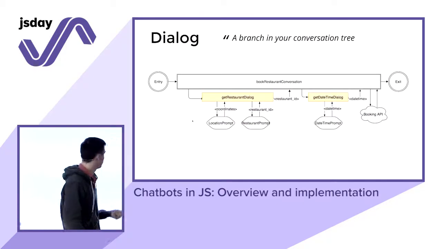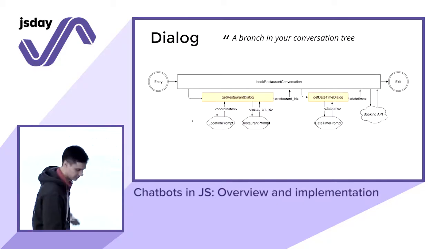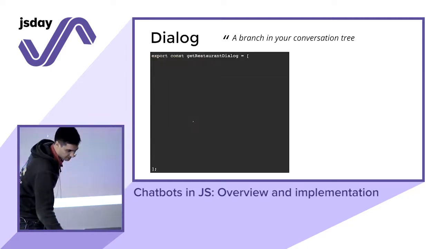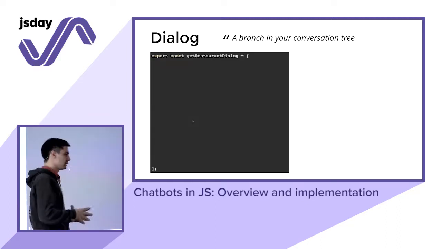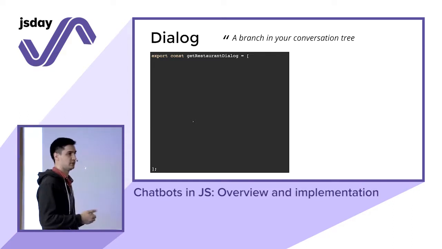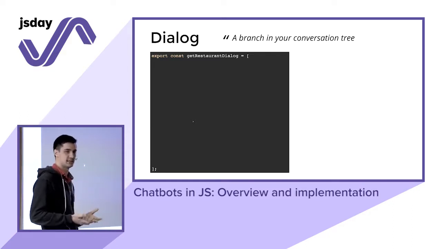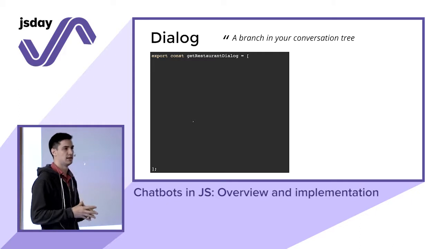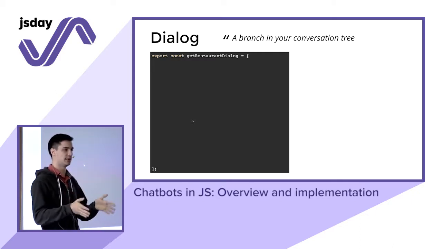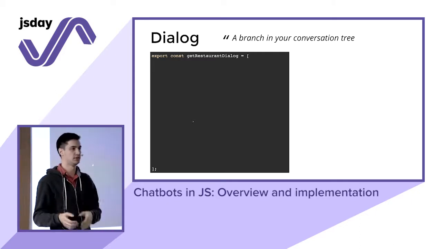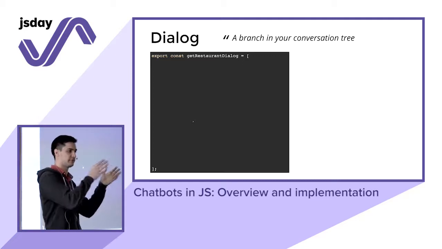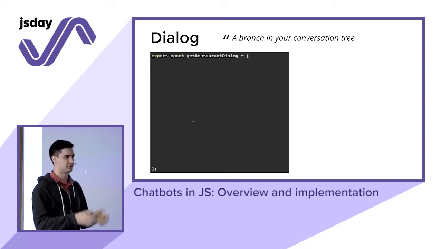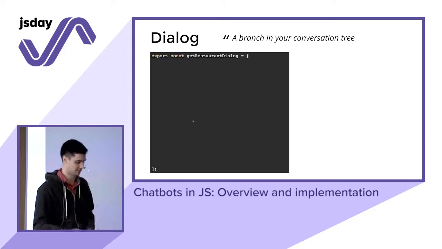Then we will check out the dialog. So for example, the get restaurant dialog. A dialog is a branch within your tree. So let's take once again this example of Google Forms. This would be like a page of your form. So you want some specific results from this page before gathering them all at the end.